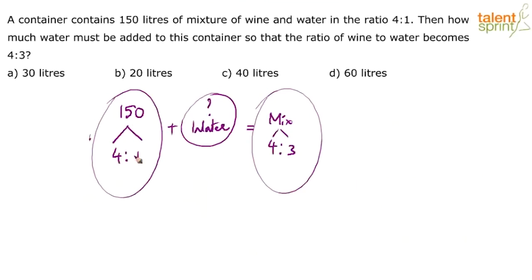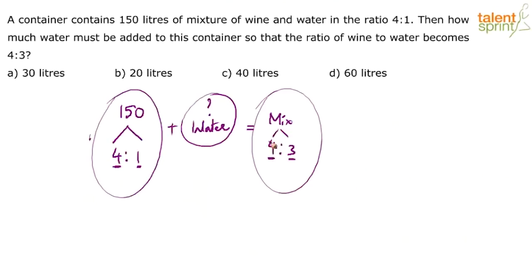Interestingly, if you observe the ratios, in the initial case, wine were 4 parts. In the final case also, the wine remains same, 4 parts. Only the number of parts of water have increased. Here, it is like 1 part of water. Now we have got 3 parts of water. So the simple logic that you need to apply here is, since the number of parts for wine are same, see, it need not be same always. It depends on the ratio.